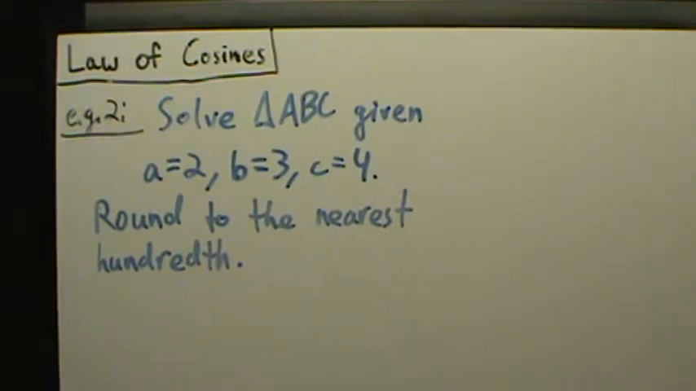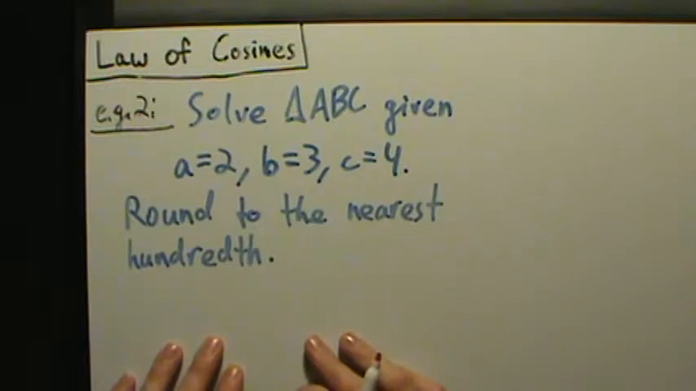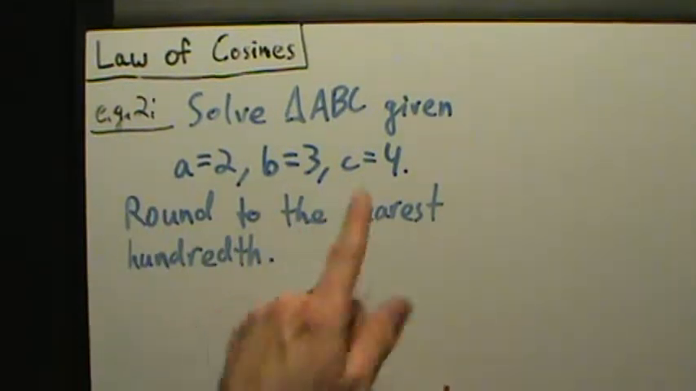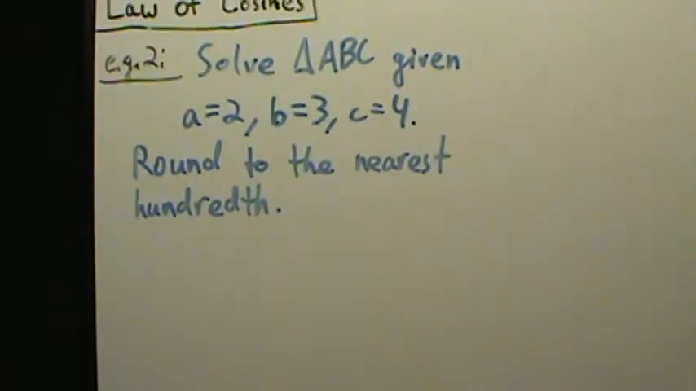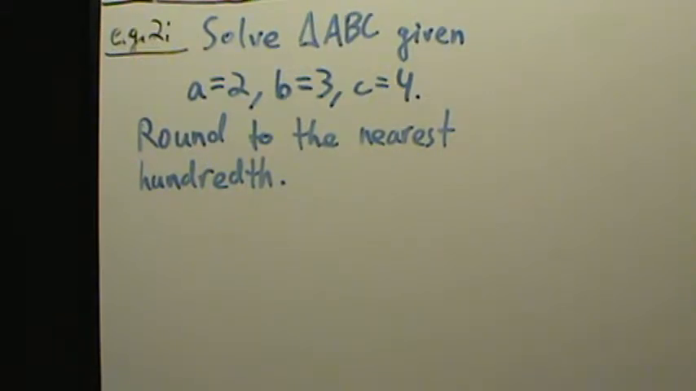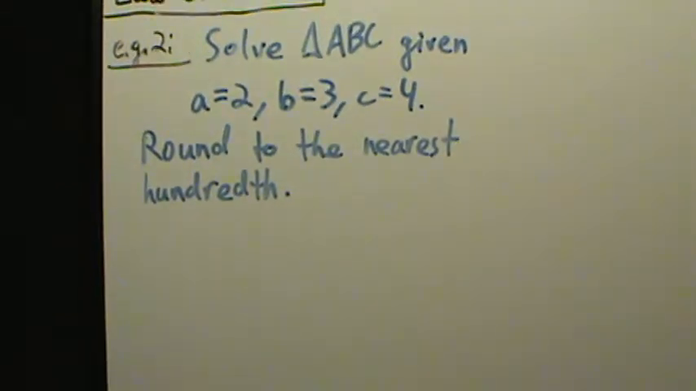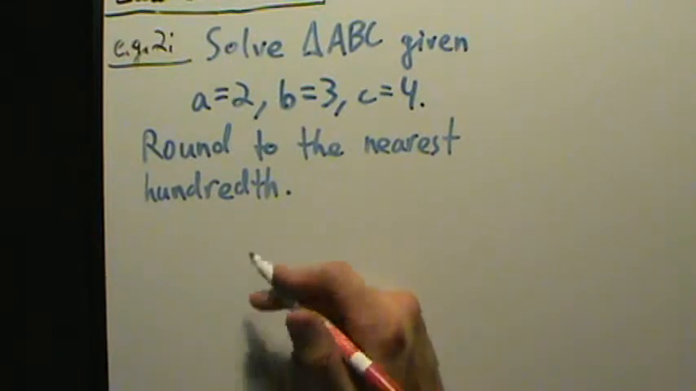So let's just go ahead and jump right in here. We don't really need to draw a picture because we can tell right off the bat it's SSS, just three sides. So we're just going to use the law of cosines. The law of sines will not work to start the problem, but we can start it with the law of cosines.